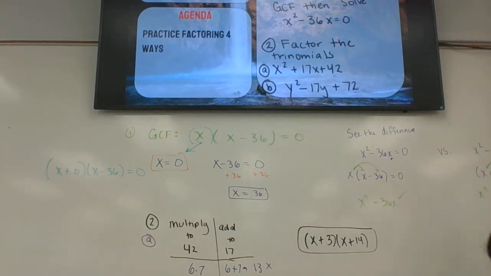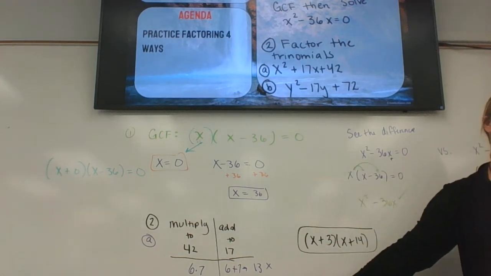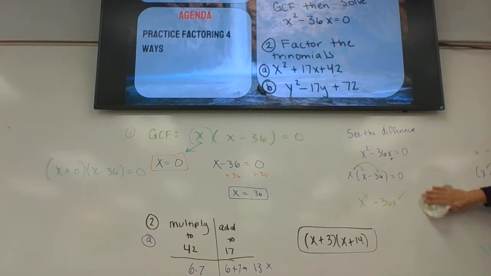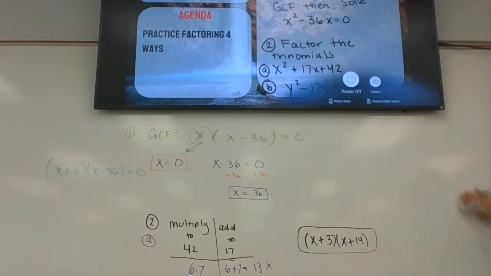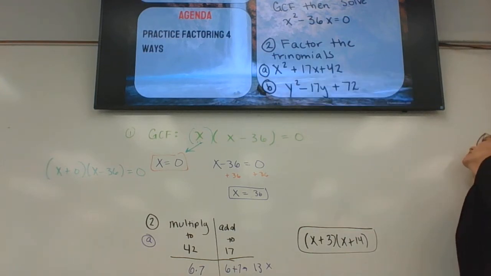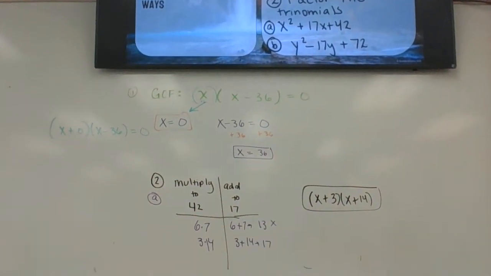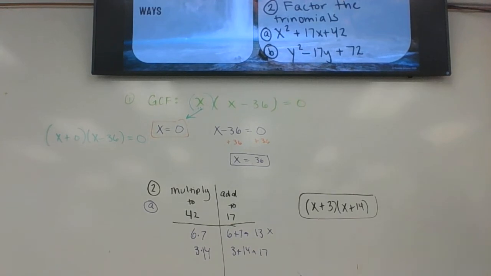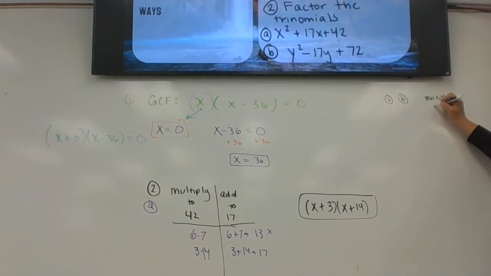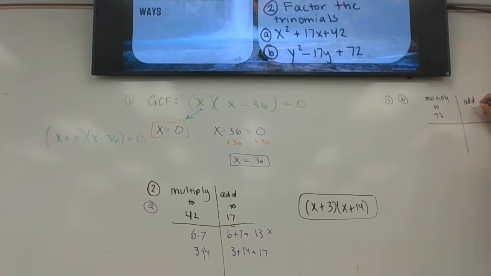So what do you guys like better, the GCF or the table method? The table method is so much easier. Are you serious? Yes, I'm serious. The table method, all you gotta do is find two numbers, and that's your answer. Table method has no math. What multiplies to 72? This is the work for the table method, and this is the work for the rest. It adds to negative 17.